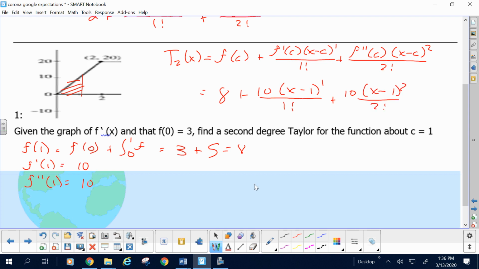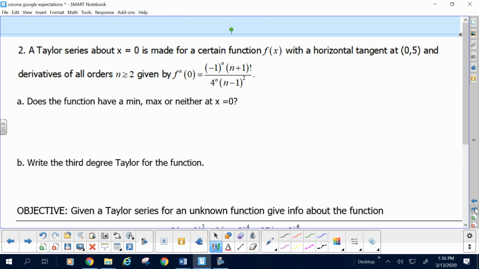Could I use alternating series error bound there? Sometimes. If I could, then what would x have to be? I could only use alternating series error bound if x was less than 1, causing x minus 1 to be negative. You know what I mean? Okay. Otherwise, you'd have to use Lagrange error bound, which is a second method we'll do next week.